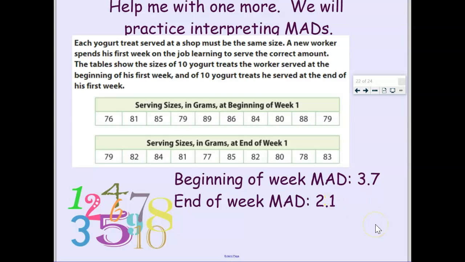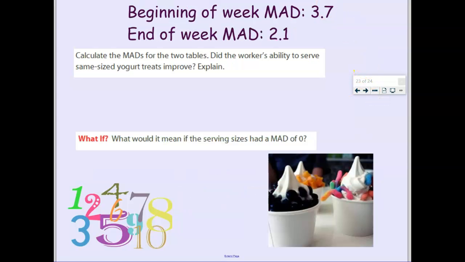So do we keep this person on at the yogurt shop or do we fire them? Are they getting better at serving yogurt at the same exact size or are they getting worse? Let's think about that for a second. Okay. So 3.7 means on average 3.7 grams away from the average. And at the end of the week, he or she was only 2.6 away. So did the person get better? Yes, they did. So they improved, because the MAD got smaller, they're closer on average to the average.